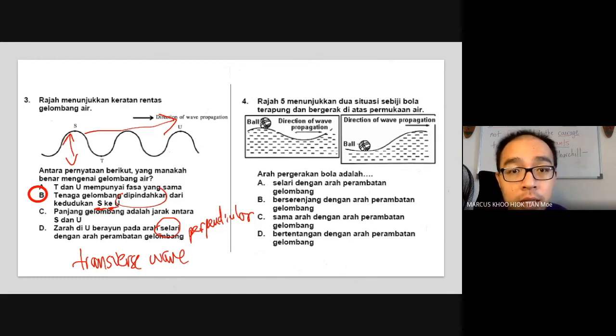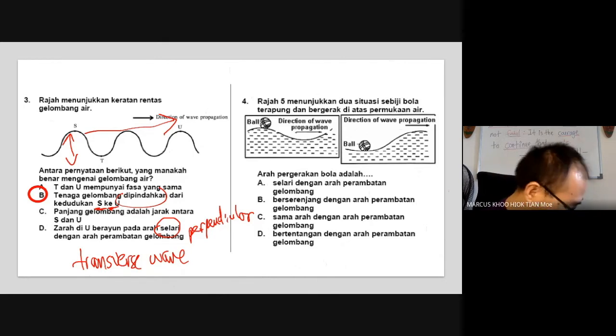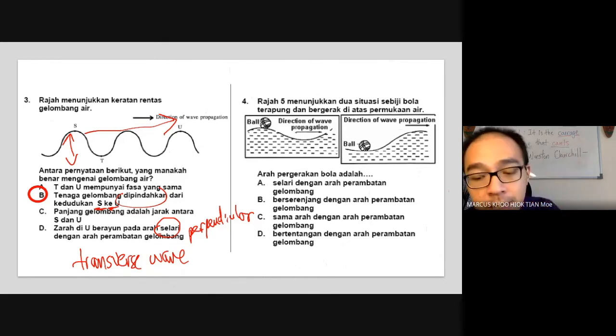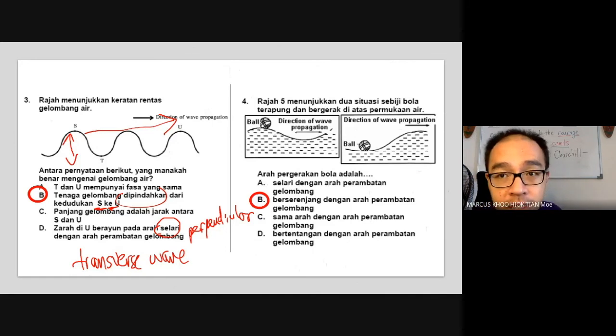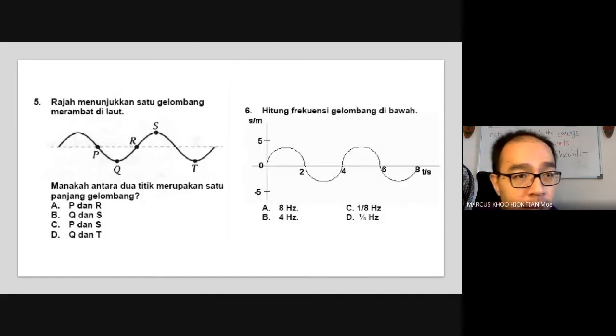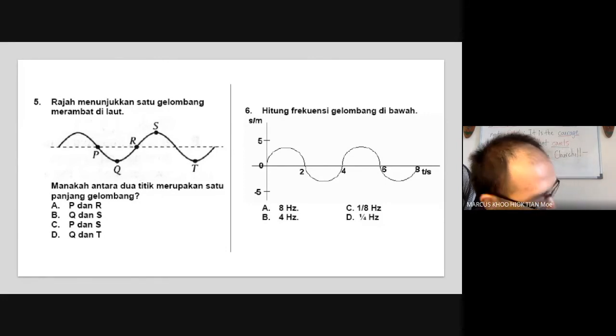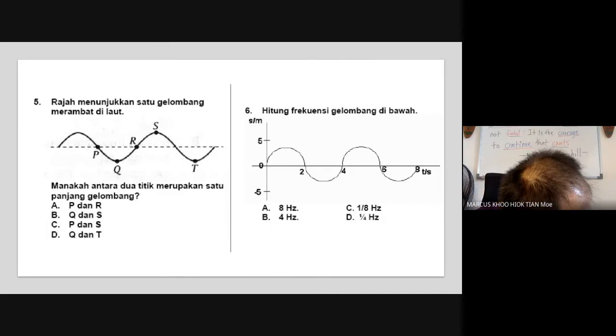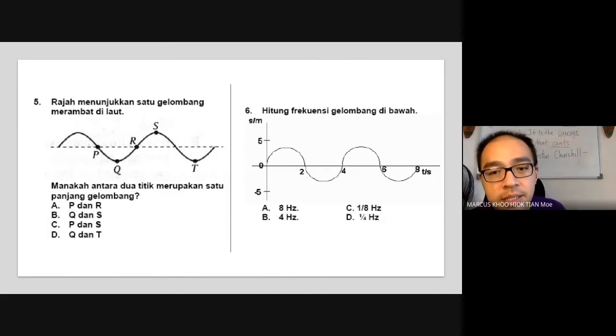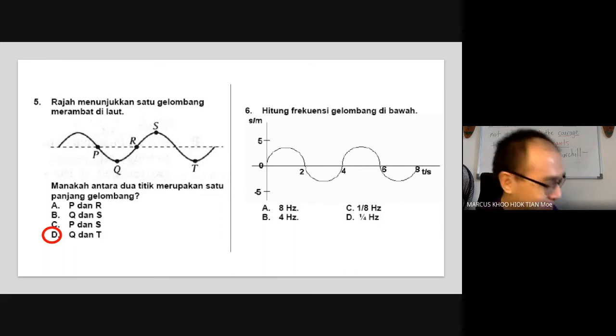All right, number 4. Can I have Carlson for this, please? B. Okay, the answer will be B, perpendicular, as we mentioned just now. All right, good. Number 5. Can I have Leong for this, please? Which 2 points are one wavelength apart? D. Okay, good. D. Thank you, Kahal, for unmuting yourself.